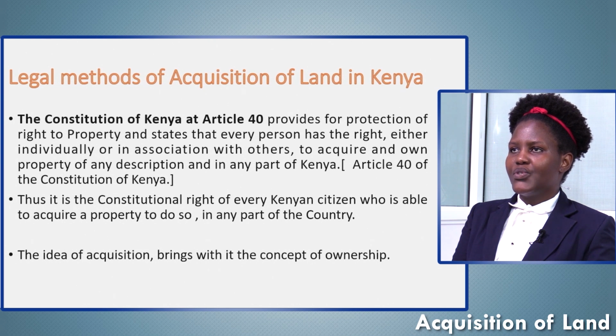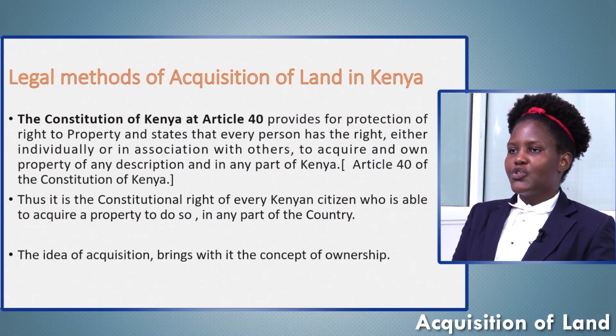So the legal methods of acquisition of land in Kenya are about 7, and we are going to tackle all the 7 of them to explain and expound those 7 methods. But first of all, let's delve into how this land is protected, or how the Constitution protects this right to acquisition of land. Article 40 of the Constitution of Kenya provides for protection of the right to property and states that every person has the right, either individually or in association with others, to acquire and own property of any description in any part of Kenya.